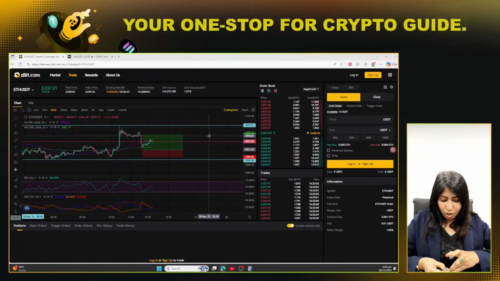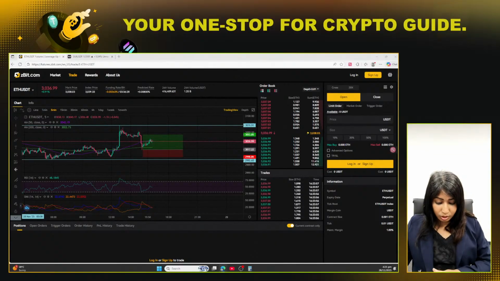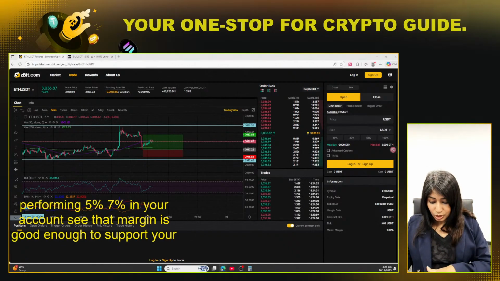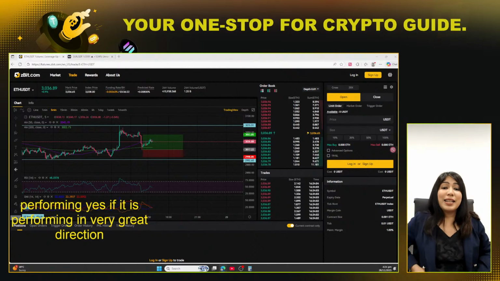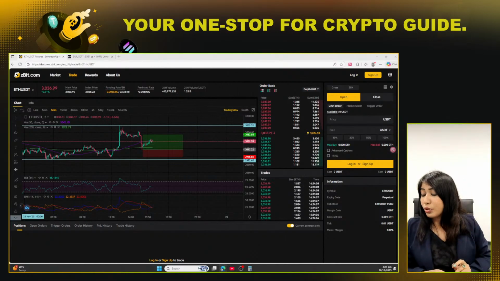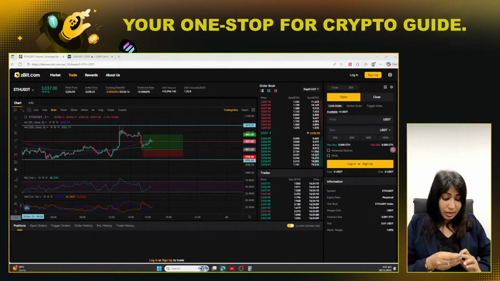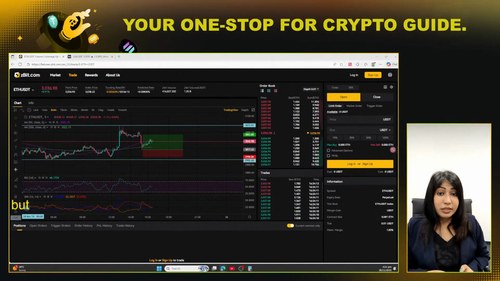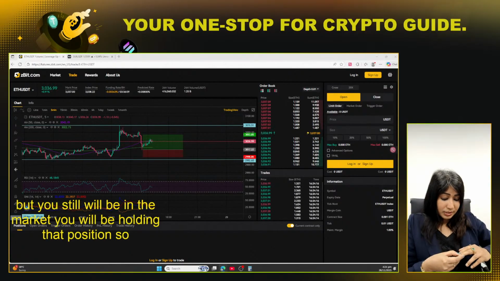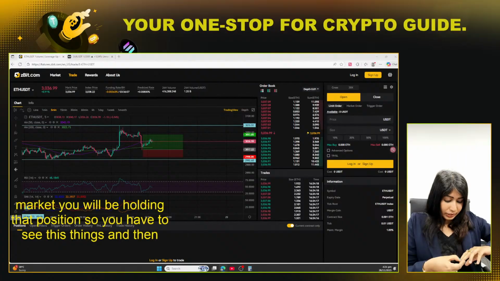So position yourself accordingly. See that you have enough margin in your account. See that that margin is good enough to support your position, even if the market is going a little here and there opposite to the way you have predicted or speculated, but you still will be in the market. You will still be holding that position. So you have to see these things and then accordingly take a trade.